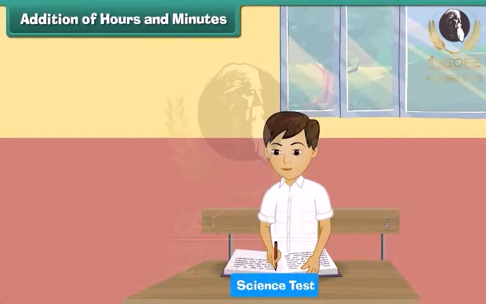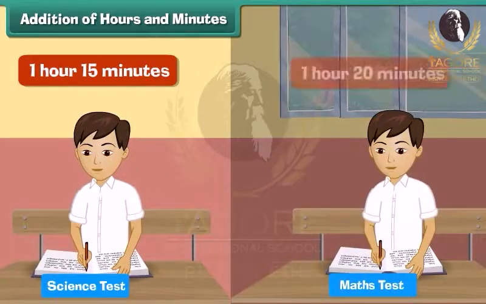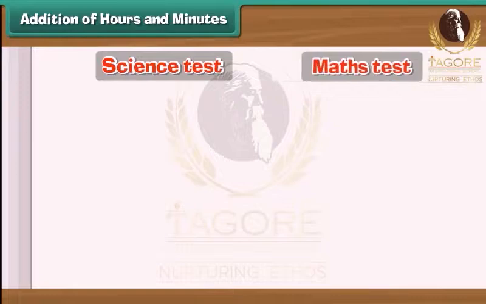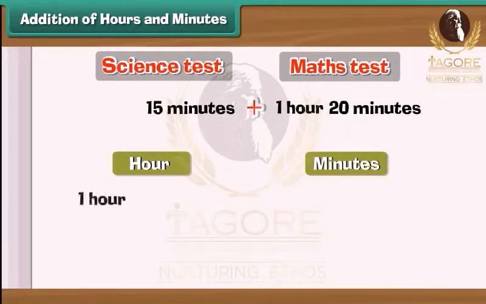Addition of hours and minutes. Let us now learn to add 2 times. Raju completes his science test in 1 hour 15 minutes and his maths test in 1 hour 20 minutes. What is the total time taken by Raju to write the 2 tests? To calculate the total time, we add the hours together and the minutes together.